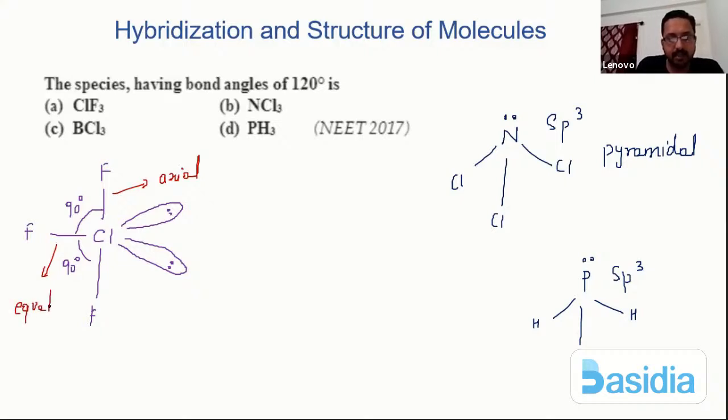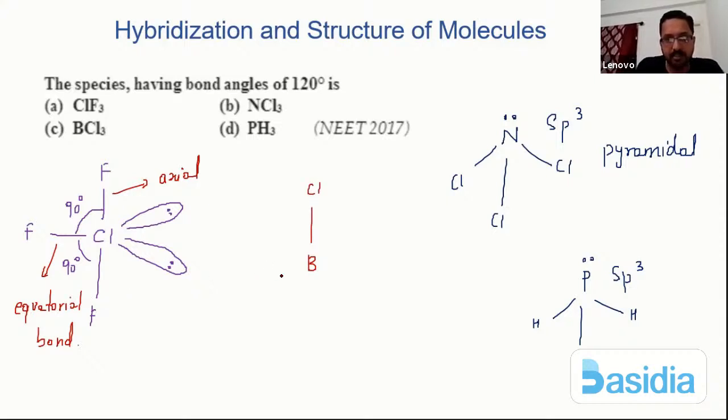This is your equatorial bond. So between the equatorial and the axial, the bond angle is what? The bond angle is 90 degrees. Okay, so here is the equatorial bond. So the remaining structure is what now? The BCl3 structure. Now we understand the BCl3 hybridization.